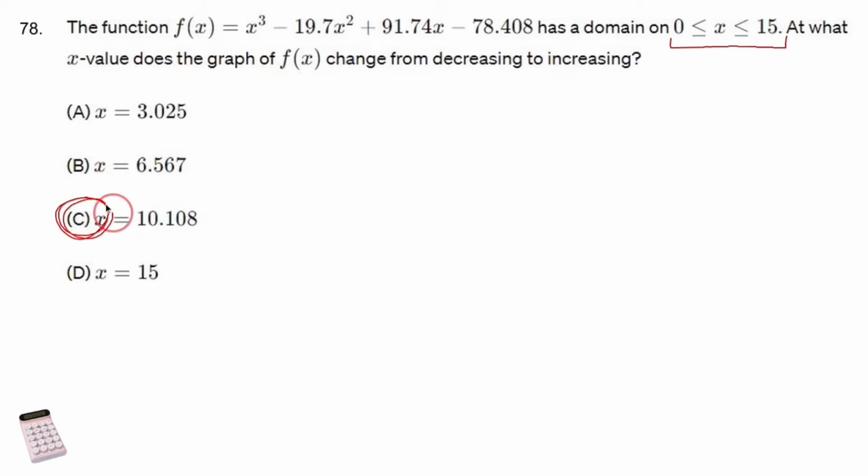10.108, the answer is C. So the way this problem is worded again is they want to go from decreasing to increasing, which means they want a local minimum, which is right there. If they were to say increasing to decreasing, you would do the same idea, but find your maximum. So it's all in the wording.